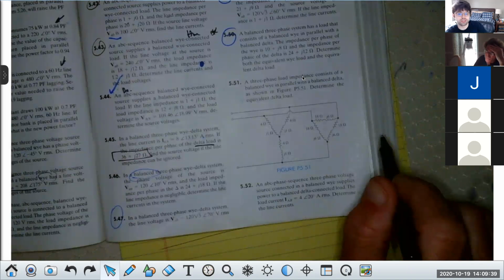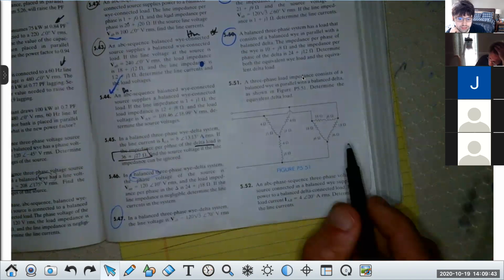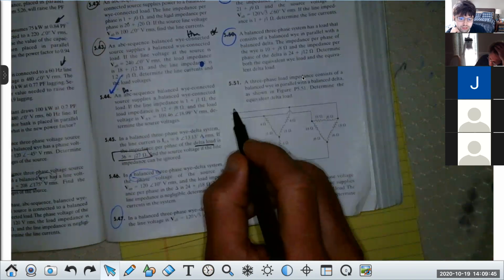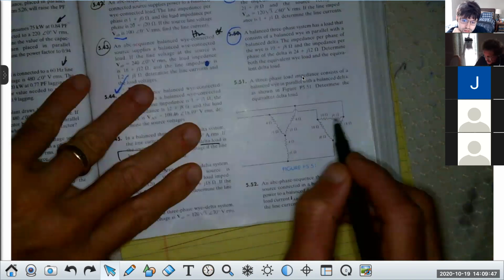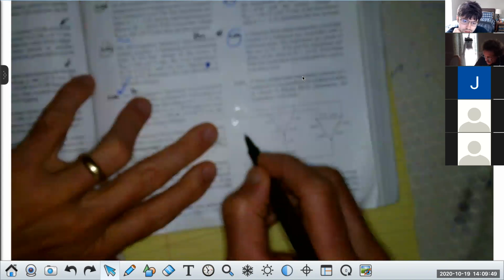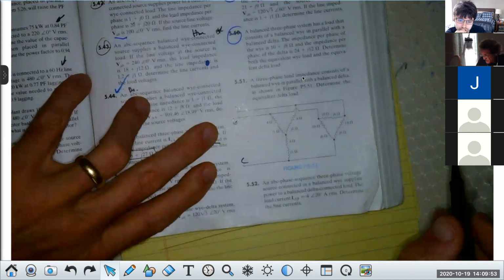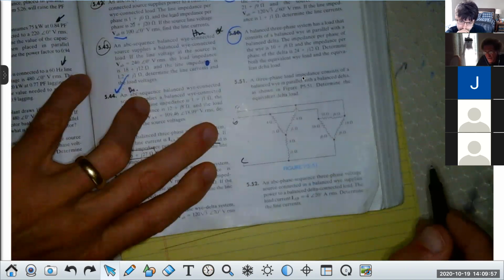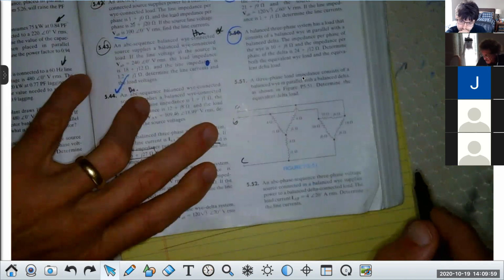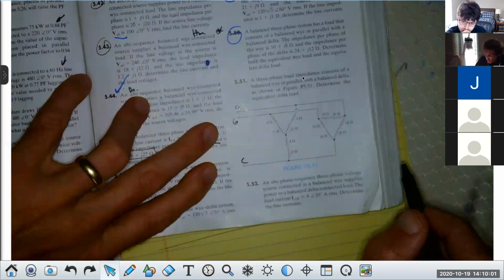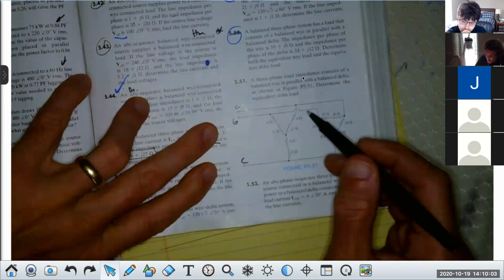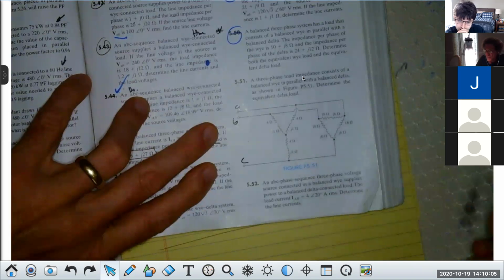Wait, so you're saying the delta load and the Y load are in parallel or in series? Well, you look there, call that A, B, and C, right? Now, there are two loads that are in parallel. Can you see it? The A to B, B to C, and C to A connections are like this. This load is all Y, this is delta, just by observing it. Do you all see that?